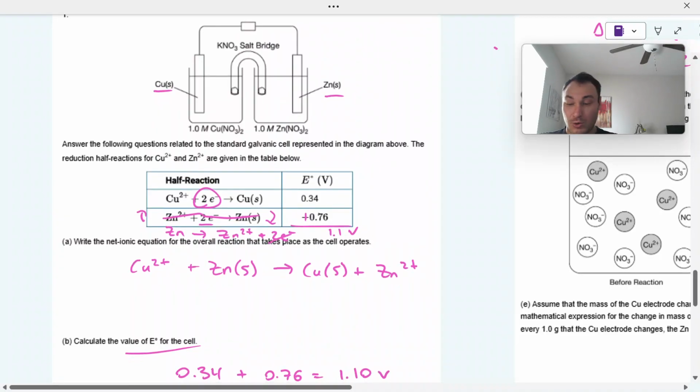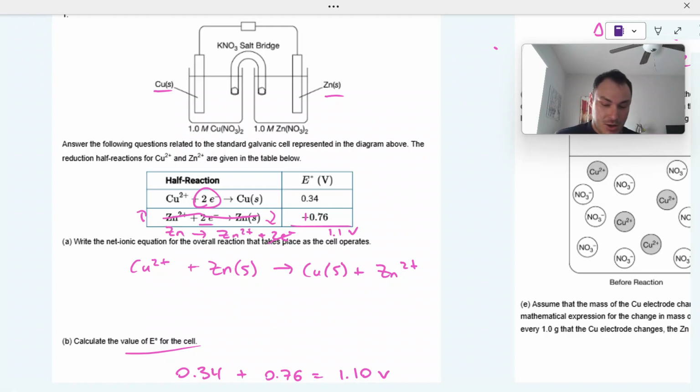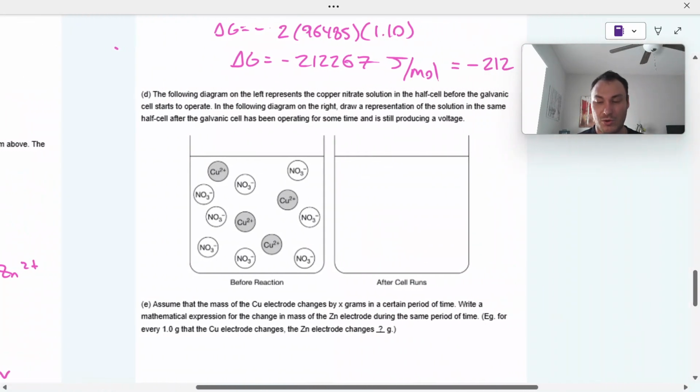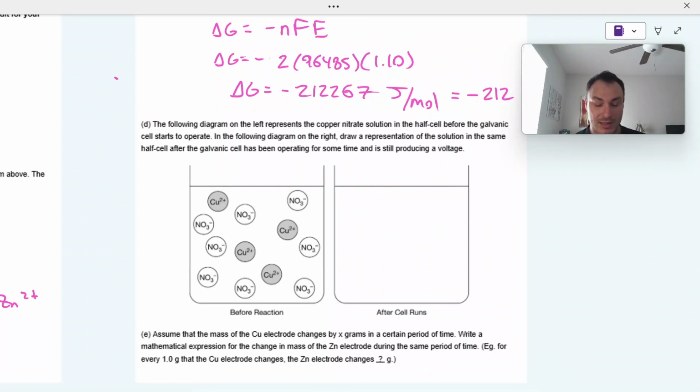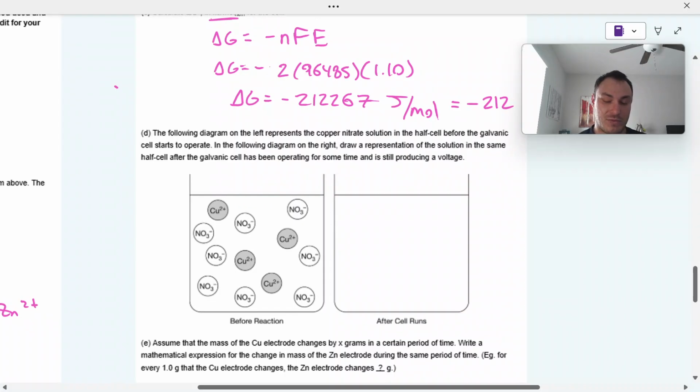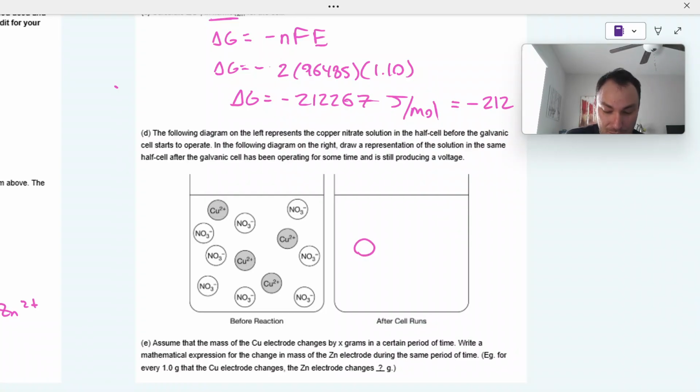So if we look at our overall reaction here, what do we notice is happening with the copper ion? We are using up the copper ion. It's part of the reactants. We're taking copper ion and it is being reduced and it is turning into solid copper. So we should be drawing a solution with less copper ion in it. I don't think we have to draw the solid. It doesn't indicate that. So we have 4 copper 2+ ions. Let's draw 3 copper 2+ ions.